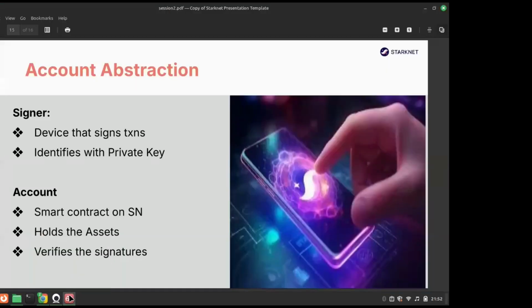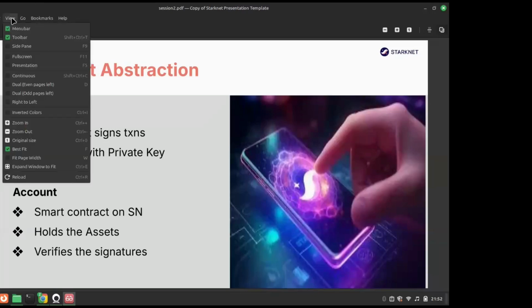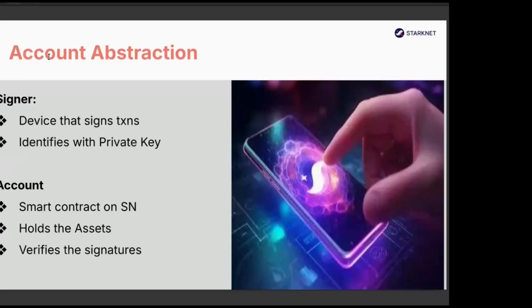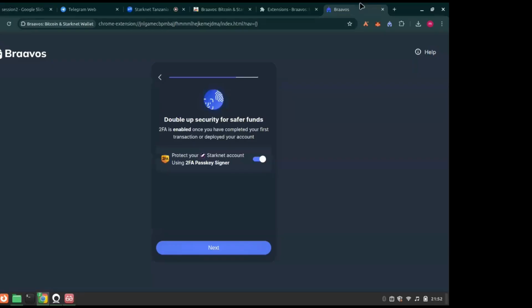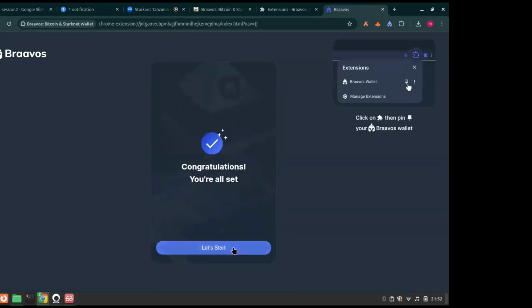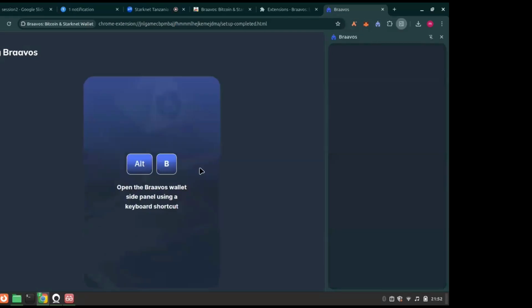Let me go back to my slides. And then as well, a signer as the device. I talked about the private key. I think I can show us a private key, because this is a test account. So even though I show it to us, it doesn't matter. So now everything has been added.